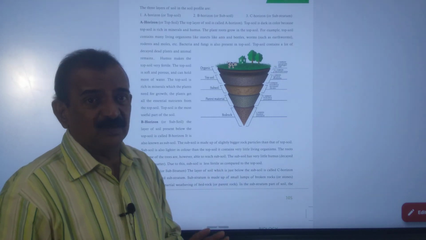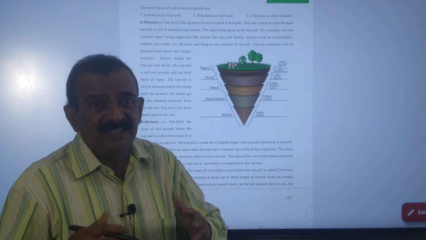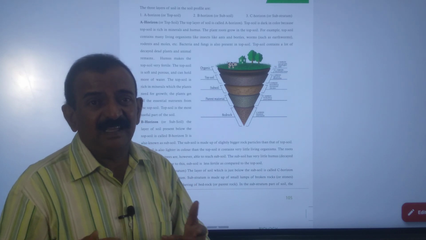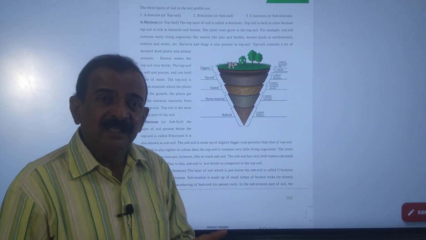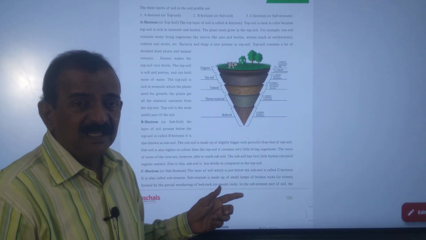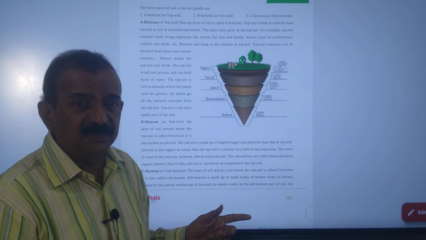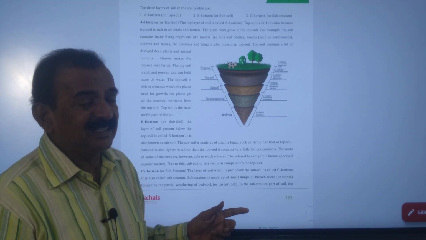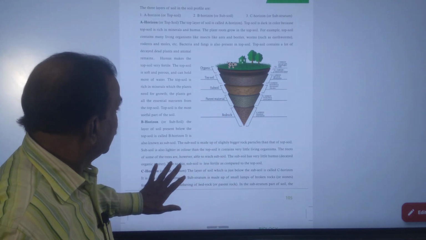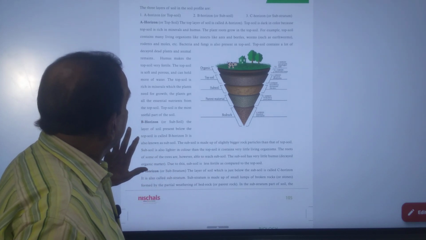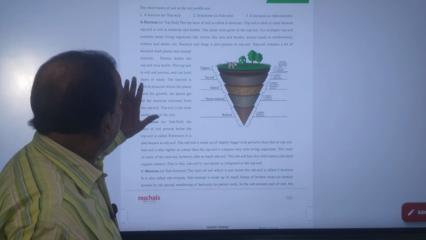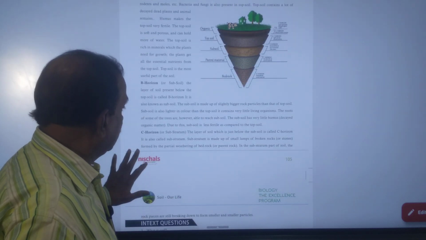We also discussed what a soil profile is, and that each layer of the soil is called a horizon. There are three types of horizons: the A horizon, topsoil; the B horizon, the subsoil; and the C horizon, called the substratum. So here we need to understand the different types of horizon: A horizon, B horizon, and C horizon.